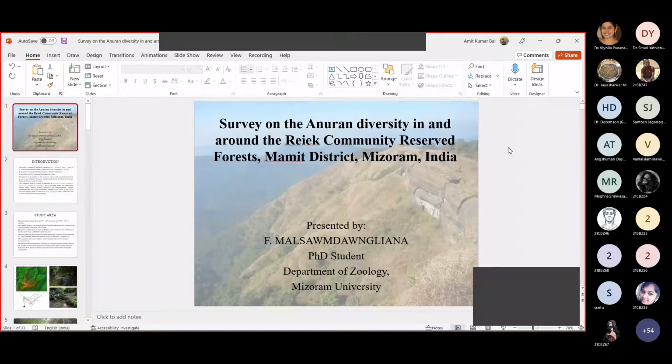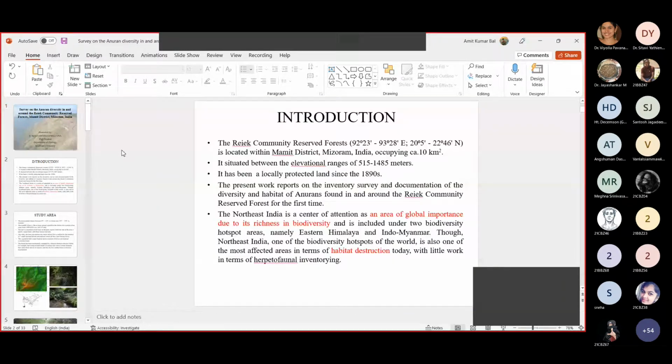The Community Reserve Forest is located within Mamit District, Mizoram. The elevation range of the surveyed area is between 515 and 1,485 meters. This area has been a locally protected land since the 1890s. In our present work, we try to document the diversity as well as the habitat of these anurans within the reserve forest.